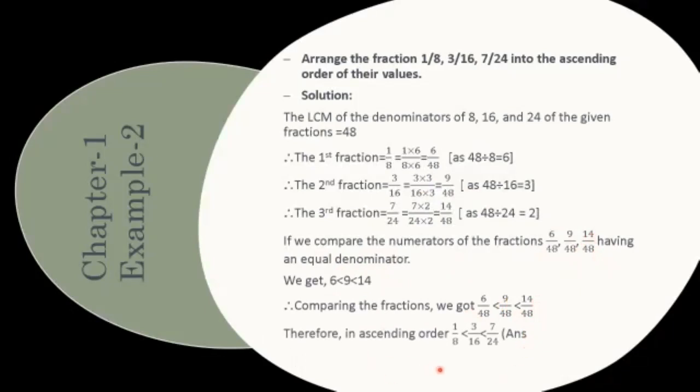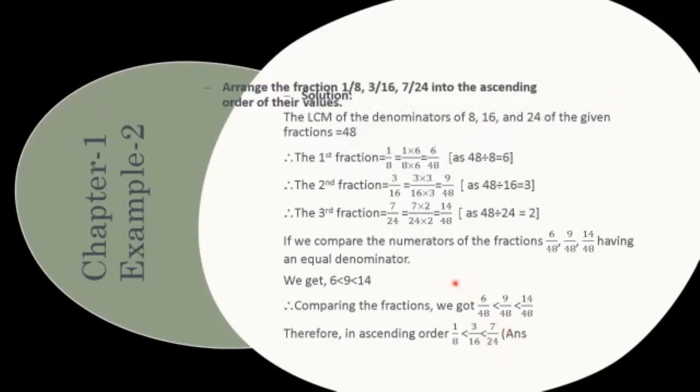Therefore, in ascending order, we can write down the fractions 1 divided by 8 less than 3 divided by 16 less than 7 divided by 24. And this is the answer the question is asking.